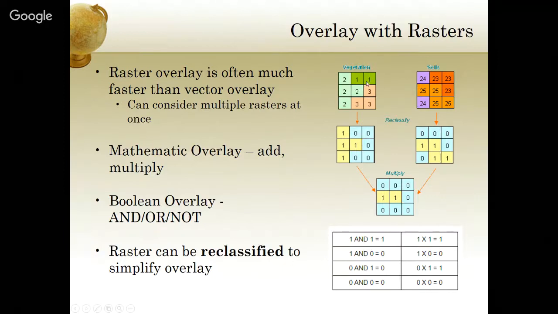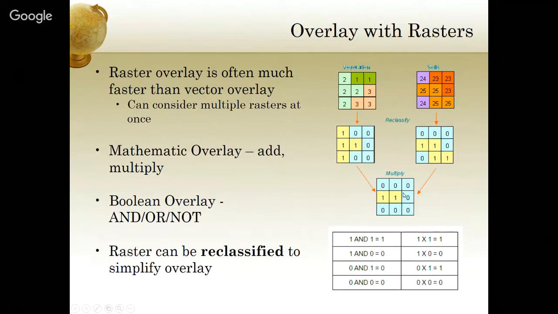So if we're analyzing vegetation, we may say that anything that has a value of 2 is suitable. Anything with a 1 or a 3 is unsuitable. We reclassify our rasters so that it becomes 1s for suitable, 0s for unsuitable. And then we can do the same thing with our soils here. So our suitable zone is anything with a 25.